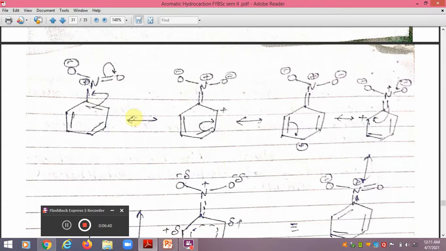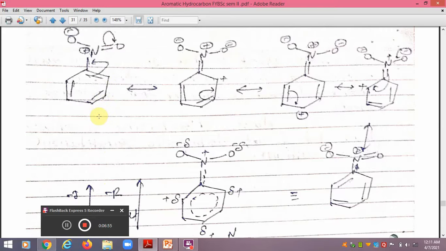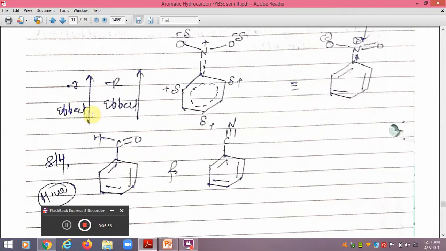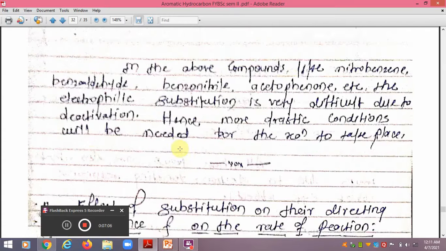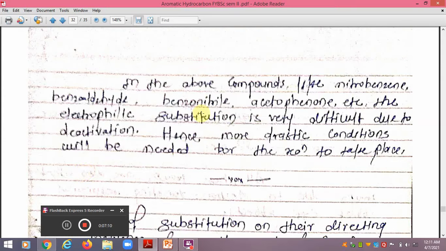Here is one example that we can see, the NO2 group. Here you can see the electron density is shifted from the benzene ring towards the nitro group. That's why the benzene ring becomes deactivated, because the electron density gets reduced on the benzene ring because of groups present on the benzene ring like NO2, C double bond O, like this carbon. So in this case we can conclude that in the above compounds like nitrobenzene, benzaldehyde, benzonitrile, acetophenone, etc., the electrophilic substitution is very difficult due to deactivation of the benzene ring, and hence more drastic conditions are required for the reaction to take place.